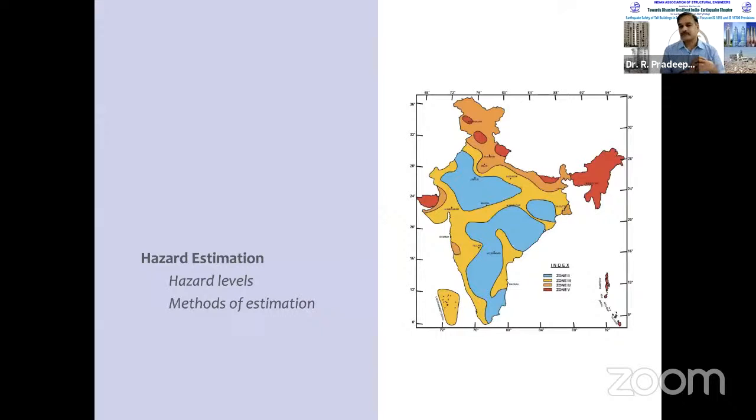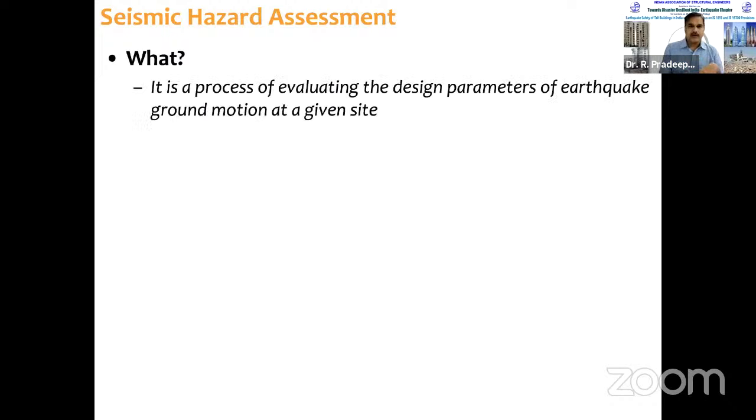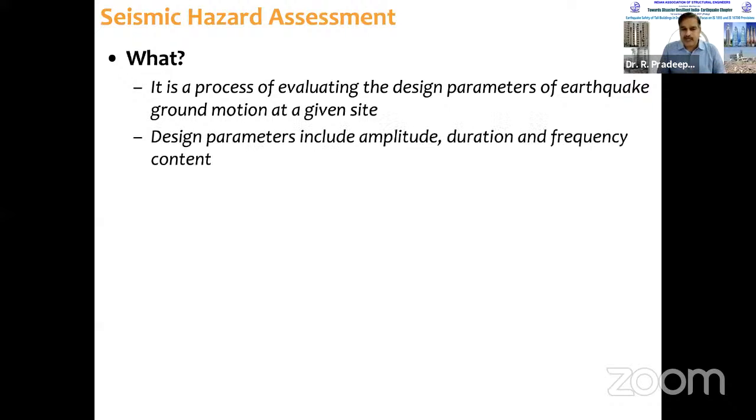Now coming to hazard estimation or hazard assessment. I will discuss two things: the hazard levels, and the methods of estimation. What is hazard assessment? It is evaluating the design parameters of earthquake ground motion. What parameters are we interested in? Number one, the amplitude of ground motion. Number two, the duration of strong ground motion. And third, the frequency content.